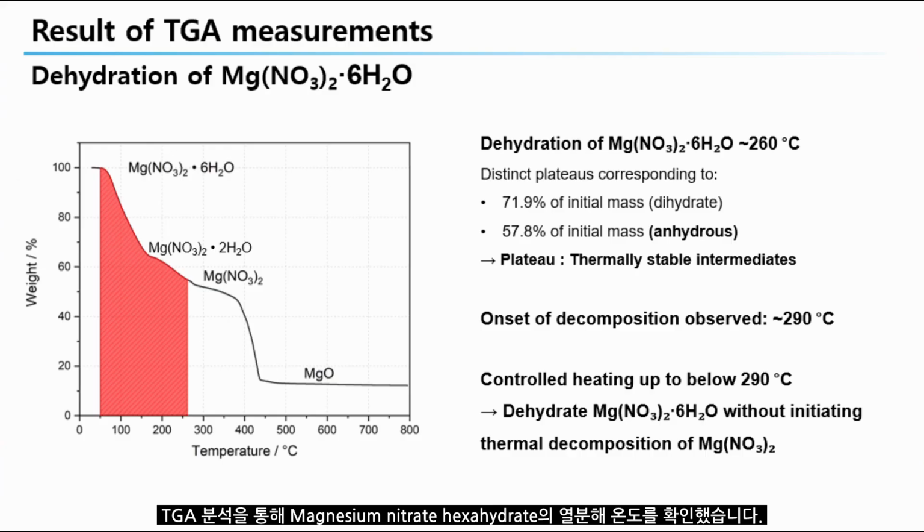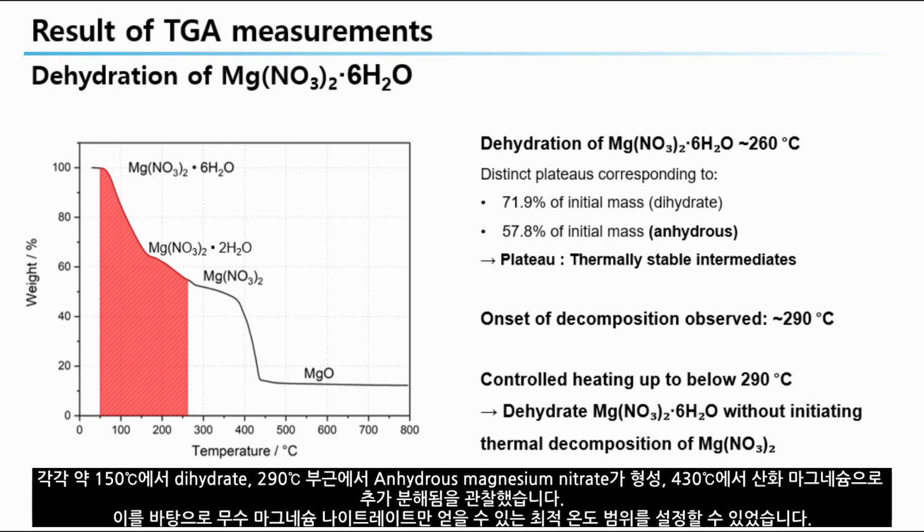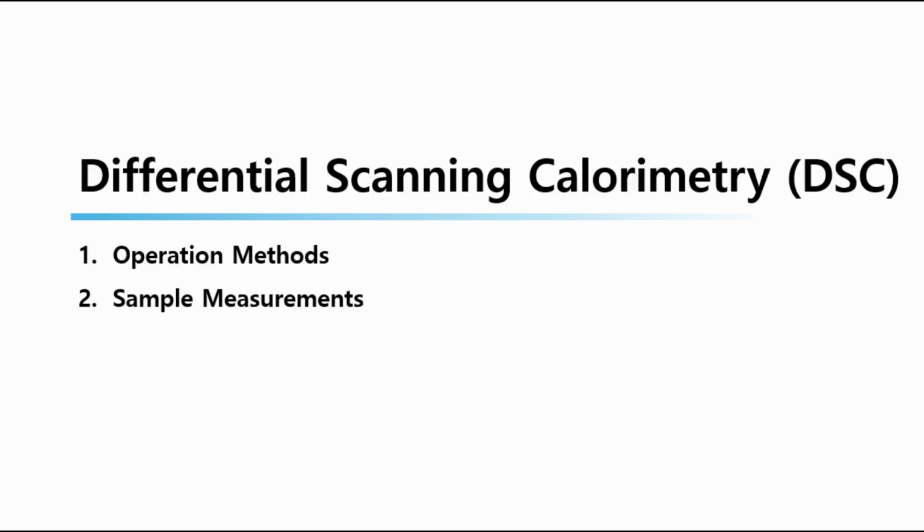Through TGA analysis, we identified the thermal decomposition behavior of hexahydrated magnesium nitrate. Around 150 degrees Celsius, magnesium nitrate dihydrate was formed. At approximately 290 degrees Celsius, anhydrous magnesium nitrate was produced. Further decomposition into magnesium oxide occurred at around 430 degrees Celsius. Based on this result, we determined the optimal temperature range to isolate anhydrous magnesium nitrate without further decomposition.